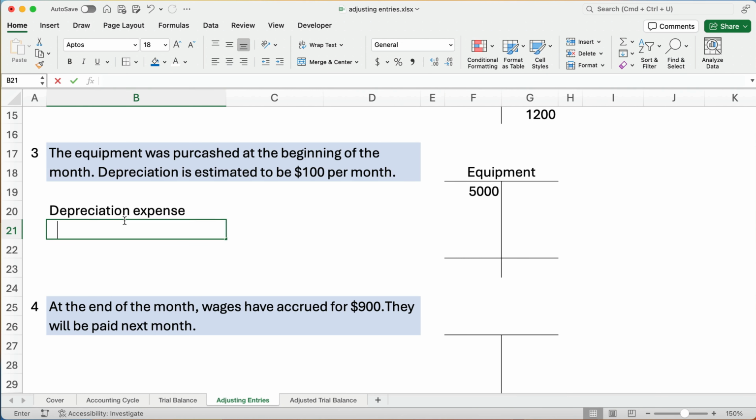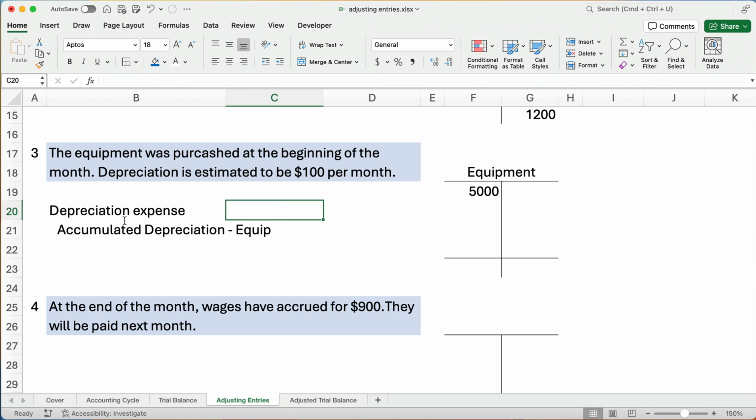And we're going to credit an account called accumulated depreciation. I'm going to write it all out here. Dash equipment. All right, so what's our debit? What's our credit? Depreciation expense is 100, and our credit is going to be accumulated depreciation equipment.